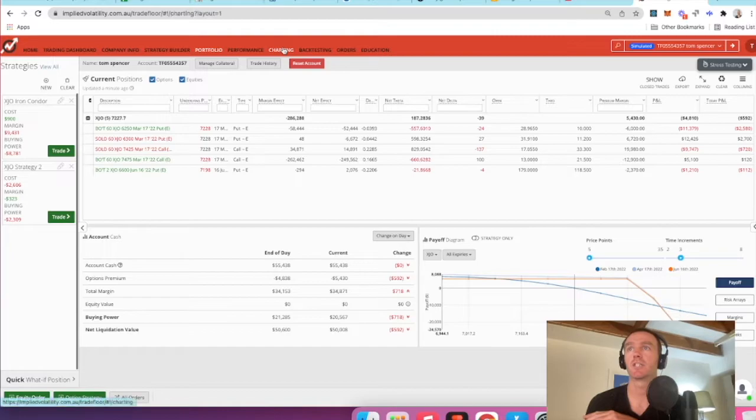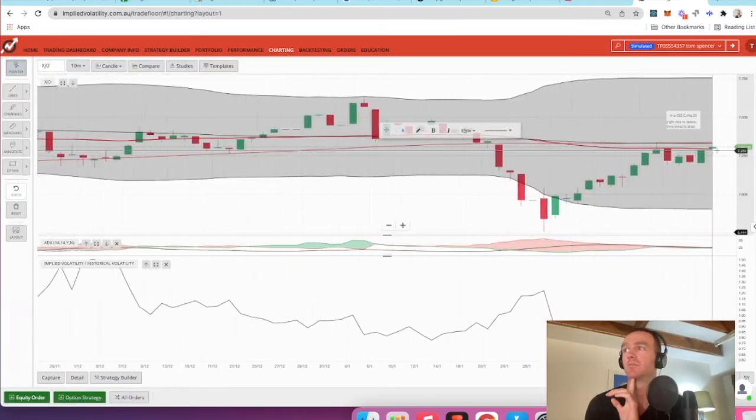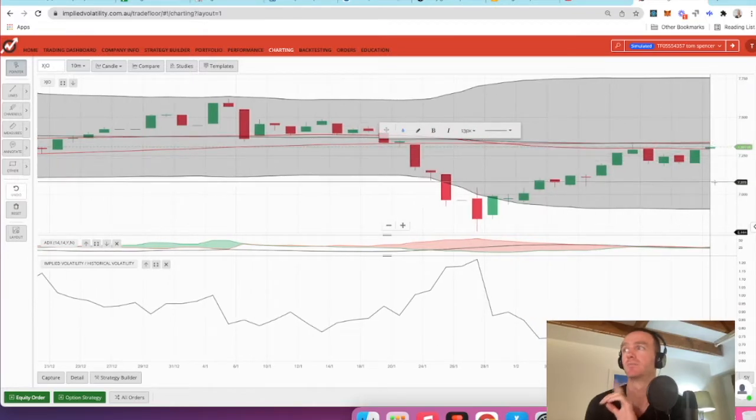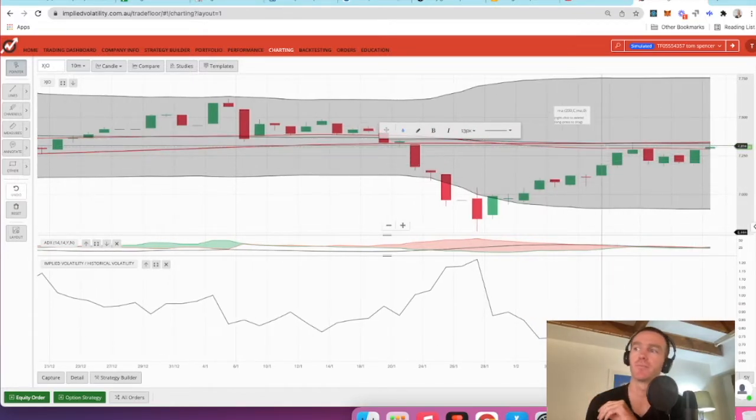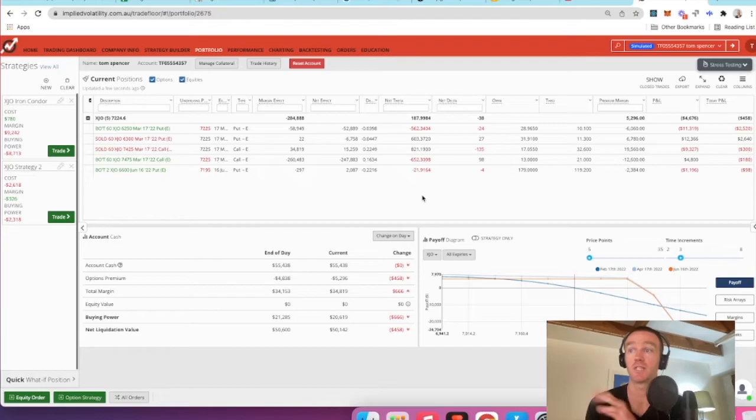If I just check the chart, yeah, it's kind of a flat day, up a bit, down a bit. I think I'm going to leave it. I don't really need to trade, so I'm not going to trade. And that's it for the update.